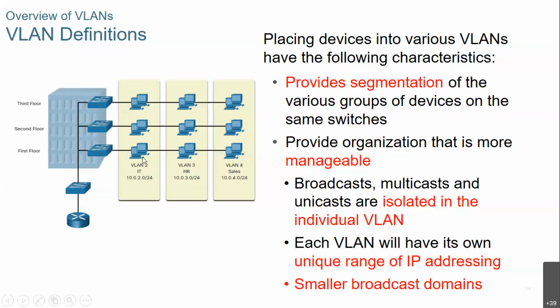Broadcast, multicast, and unicast are isolated in the individual VLAN, and a VLAN is its own subnet. This is one subnet, this is one subnet, this is one subnet. So when I say subnet, I mean they all are within the same subnet. They have the same network address and the broadcast address, and they use the same gateway, everyone here. And of course, a smaller broadcast domain when we segment the different devices into VLANs.